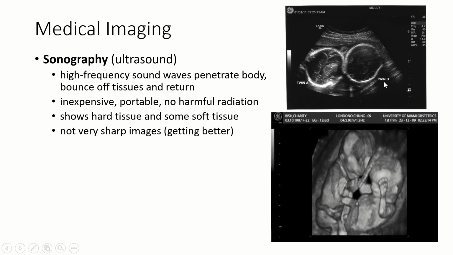So for example, here's two twins in a woman's uterus. Here's one skull, there's the other skull, but you can see the developing brains and structures inside. This is what a normal sonogram looks like. This is a more detailed image that we can get with what's called a 3D sonogram. Still only uses sound waves, more expensive, less portable, but you get these really, really high quality and very, very detailed images.